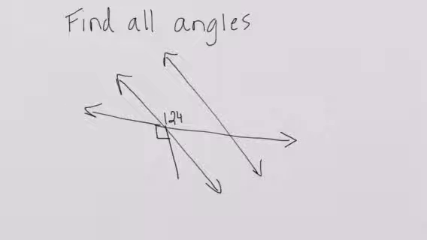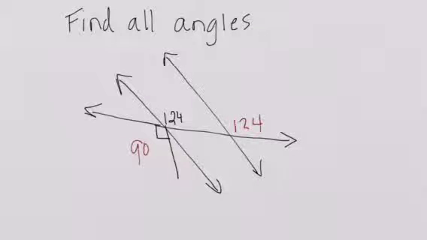Open up your MCT. We're going to do a chapter review for the Chapter 4 test. Find all the angles. So we're given a 124-degree angle, and we're also given a 90-degree angle. The first thing that we can look at are corresponding angles. If this angle is 124, then this angle is going to be 124.